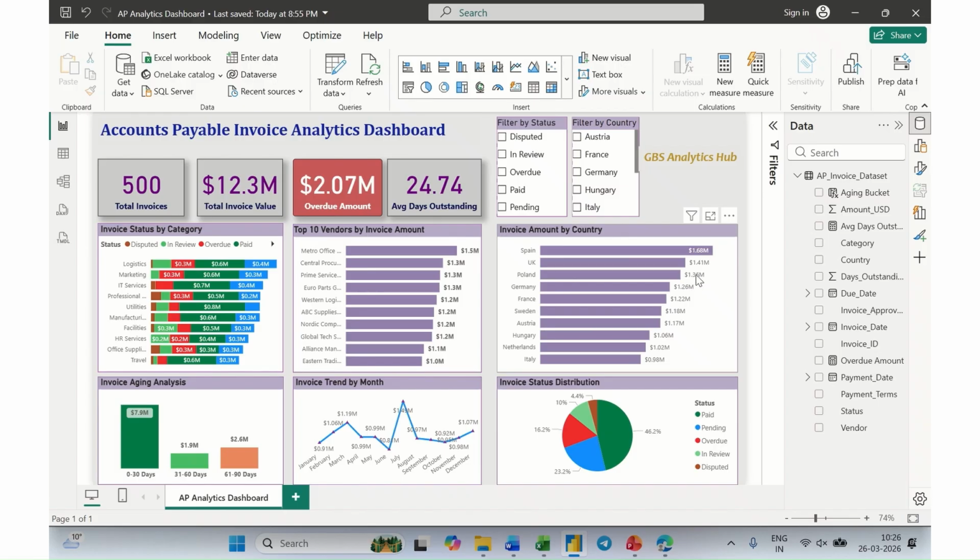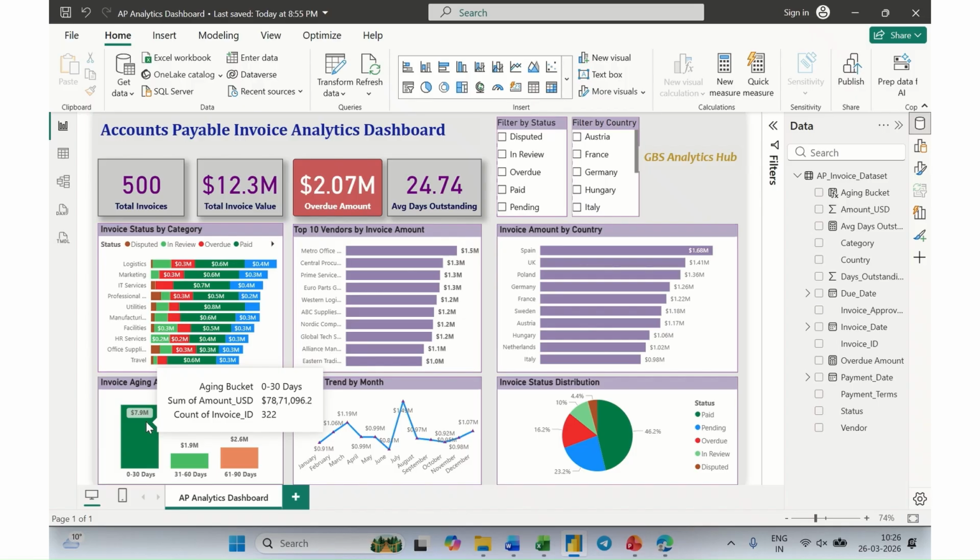The Invoice Aging Analysis chart categorizes all outstanding invoices into time buckets, showing both the total amount and the number of invoices in each bucket. The 0 to 30-day bucket dominates at $7.9 million. These are invoices within normal payment terms and require no immediate action. The 31 to 60-day bucket shows $1.9 million. These are approaching risk territory and need monitoring.